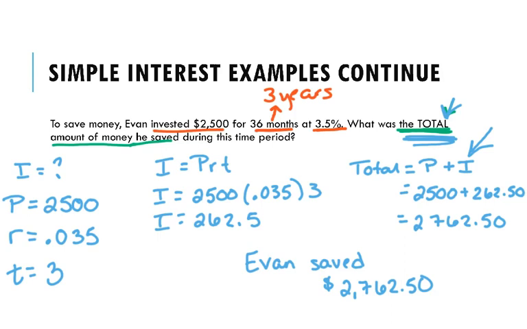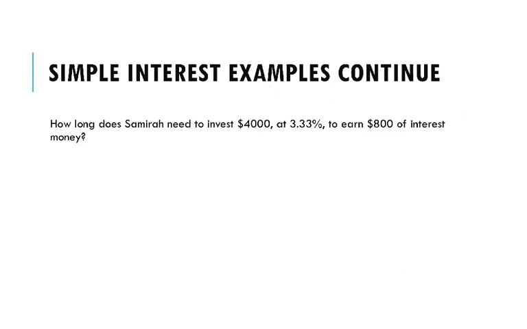All right, one last example. How long does Samira need to invest $4,000 at 3.33% to earn $800 of interest money? So it says how long. That's telling me I'm going to need time to solve for. So she's investing $4,000. We have a rate of 3.33%. She's earning $800 in interest.